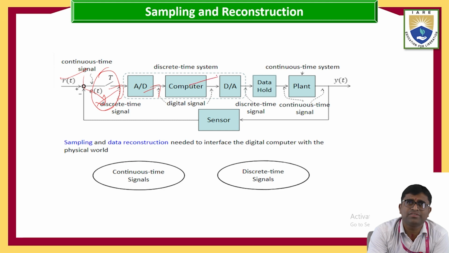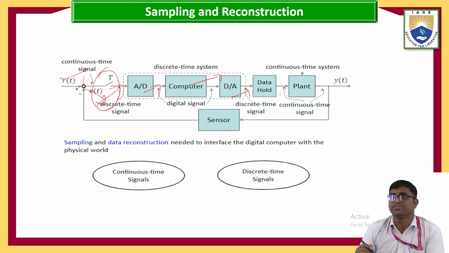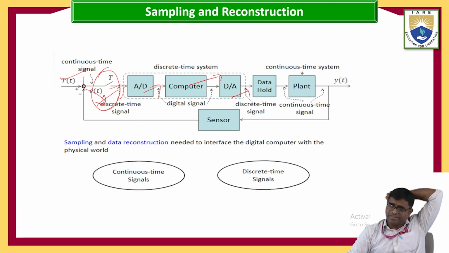Again, the digital computer value is given to the DAC, the digital to analog converter. This digital to analog converter is going to the data hold here. So the discrete time data hold signal is going to be converted into a continuous time signal. This is the process I already explained.